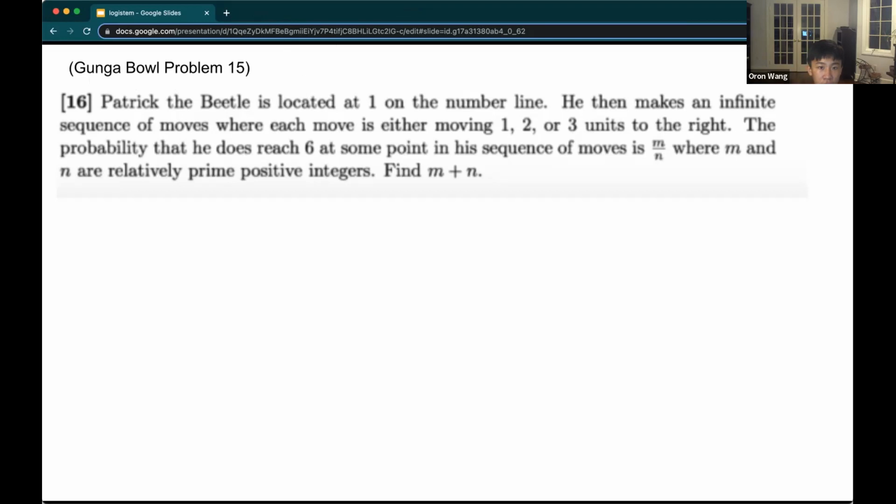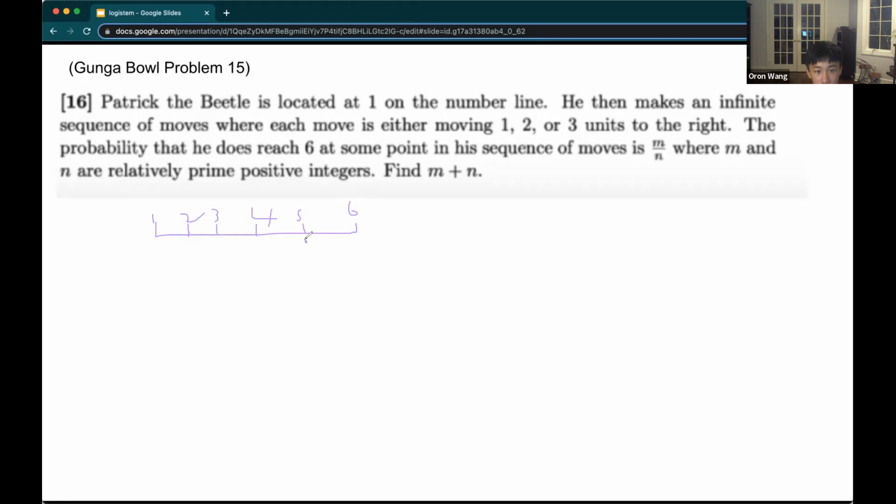Okay, I think we can start going over this now. So we can do this by actually working backwards. So instead of looking at 1 first, let's draw a number line. 1, 2, 3, 4, 5, 6. Instead of first putting him at 1, let's put him at 5 instead. And let's see the chance that he reaches 6.